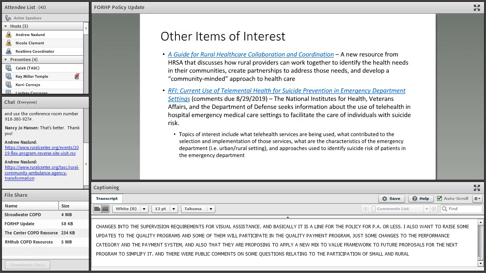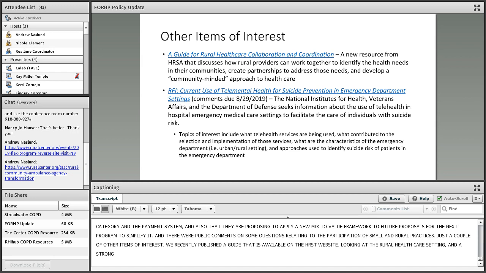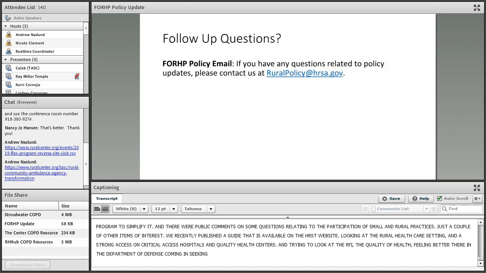Just a couple of other items of interest. We recently published a guide. It's available on the HRSA website, and there was a webinar earlier today from the RHI Hub on collaboration in rural healthcare settings, and it's got a strong focus on critical access hospitals and federally qualified health centers. And I also want to point you to an RFI that our colleagues over at the National Institutes of Health worked on with Veterans Affairs and the Department of Defense, and they're seeking feedback on telemental health services.